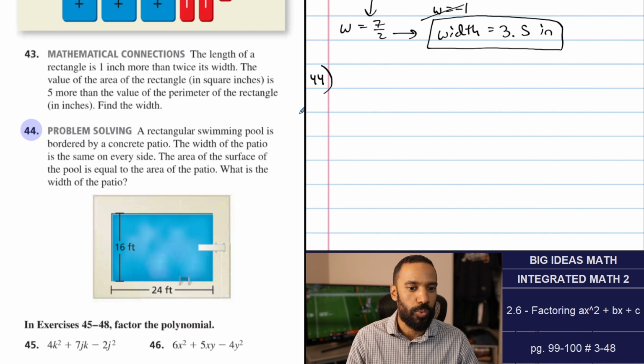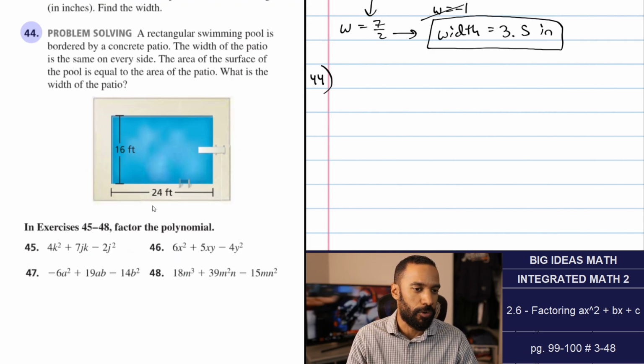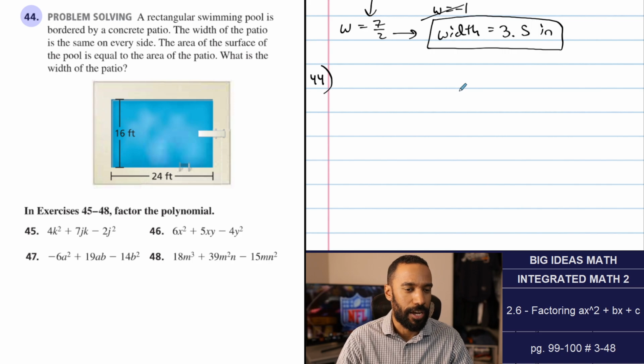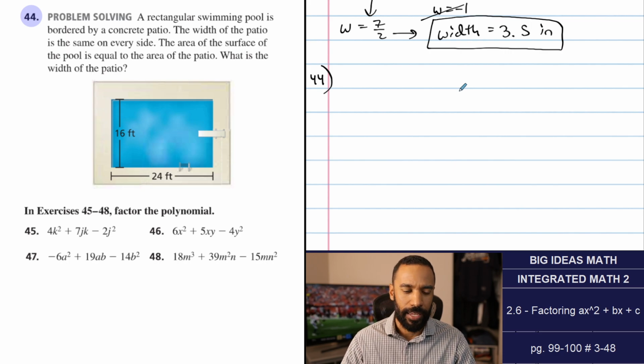A rectangular swimming pool is bordered by a concrete... Oh, good. There are other problems at the end. There aren't word problems, so this is kind of the end of the crux of them. A rectangular swimming pool is bordered by a concrete... I was going to say piano. Patio. The area of the surface of the pool is equal to the area of the patio. Okay. What is the width of the patio?